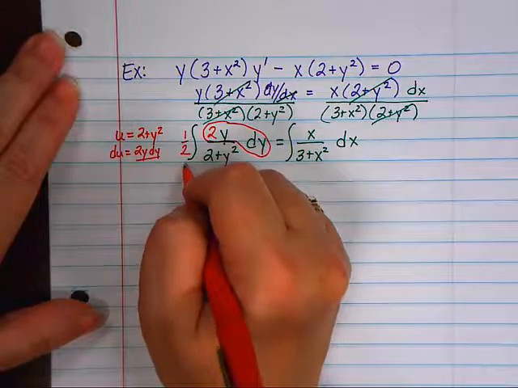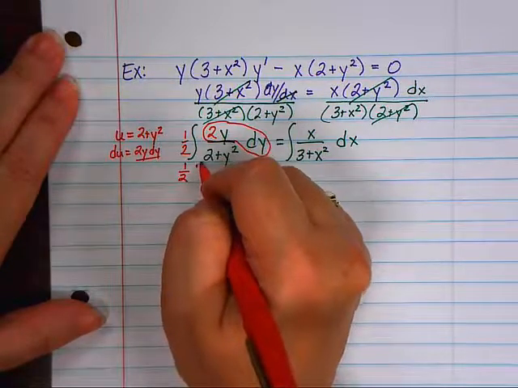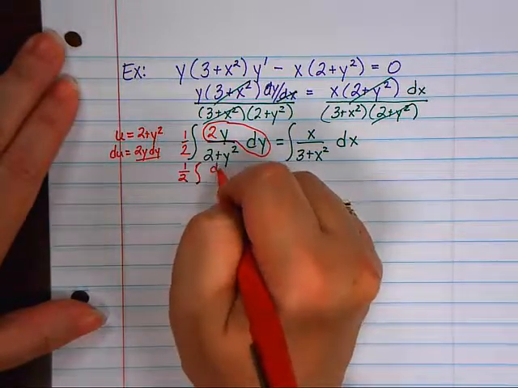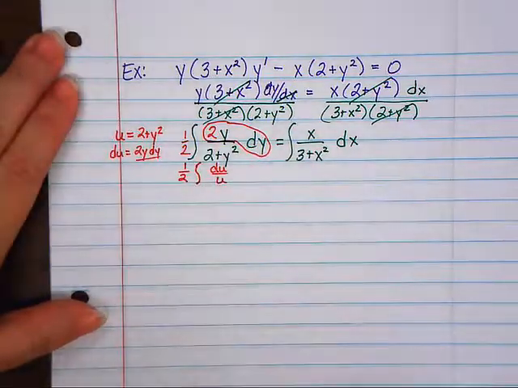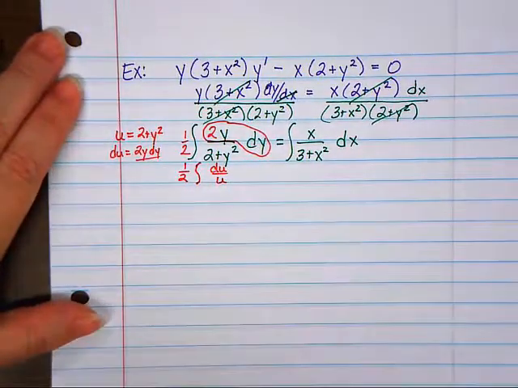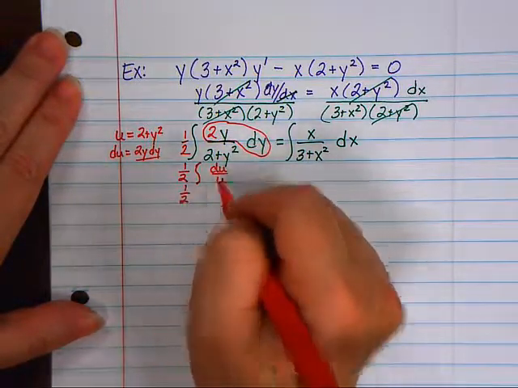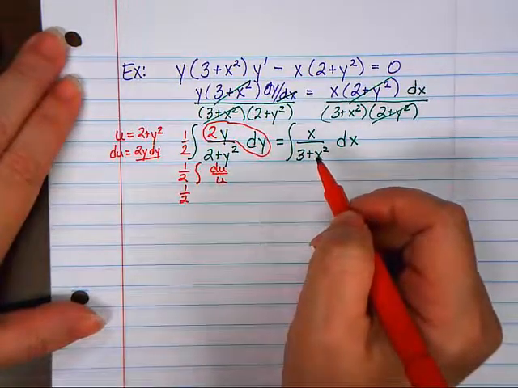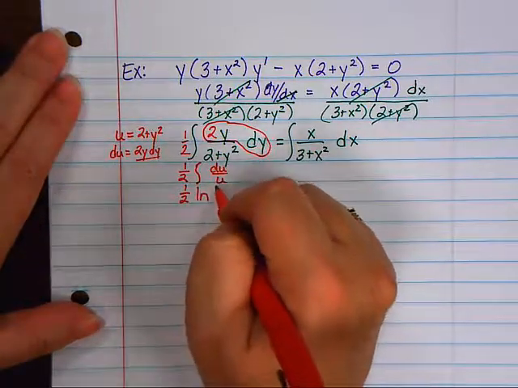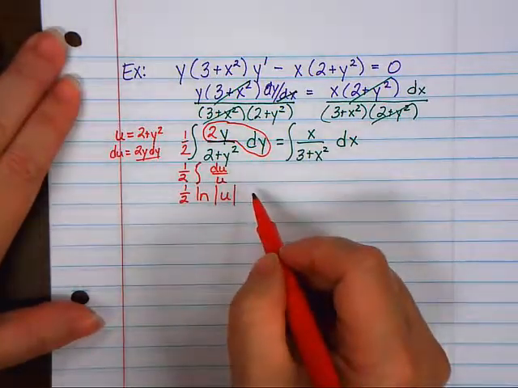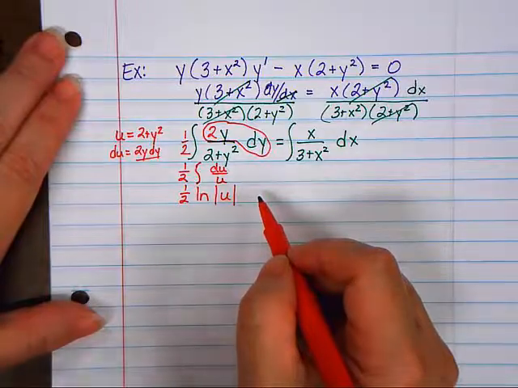So when I rewrite it, it's going to be 1/2 integral du on top and u on the bottom. Agreed? What is the antiderivative of du over u? ln, absolute value of u. Now remember, this side does not get the plus c, the other side does.